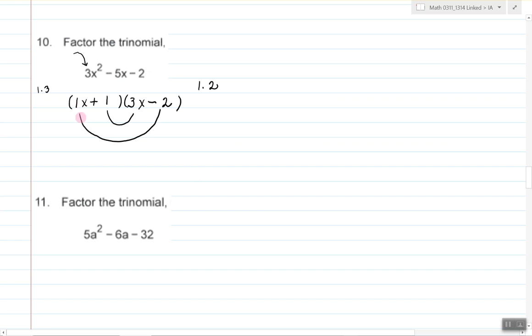Here, the outer product is negative 2x. The inner product is positive 3x. If you combine those, you get 1x. That is not right. Since, I will erase that, the only thing that I'm going to change will be the positions of these. I do not change the positions of my first ones. Otherwise you could get way too many things and get confused.